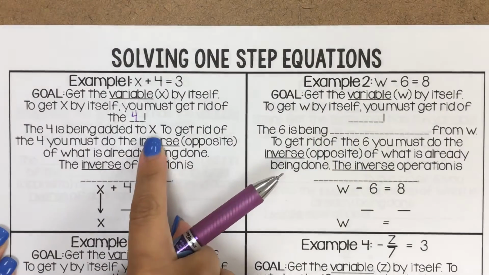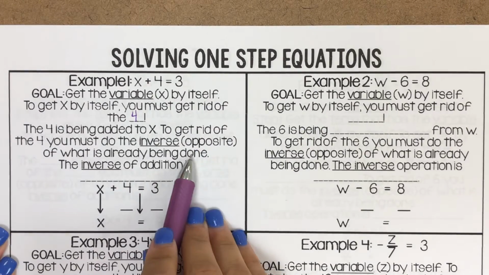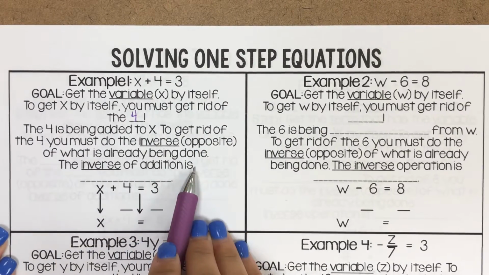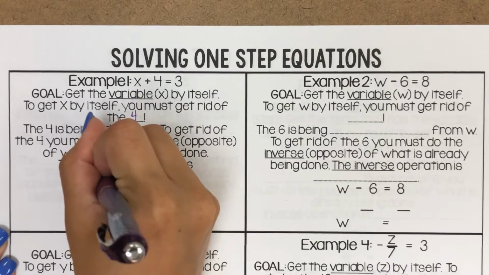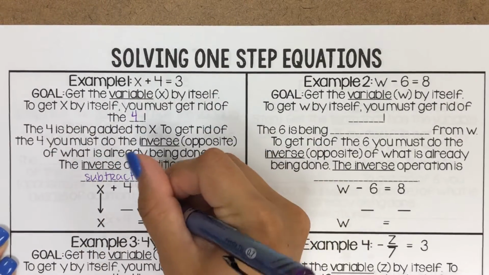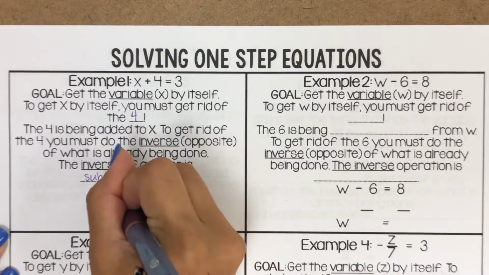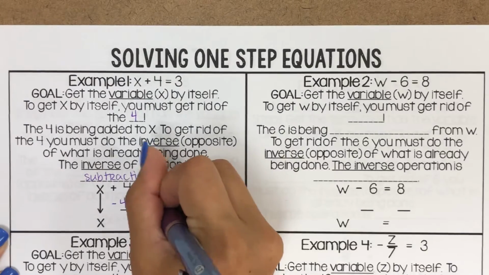The 4 is being added to x. To get rid of the 4, you must do the inverse or opposite of what is already being done. The inverse of addition is subtraction. So we're going to draw a line down the middle of our equal sign. And then we know to get rid of the plus 4, we need to subtract 4 on both sides.